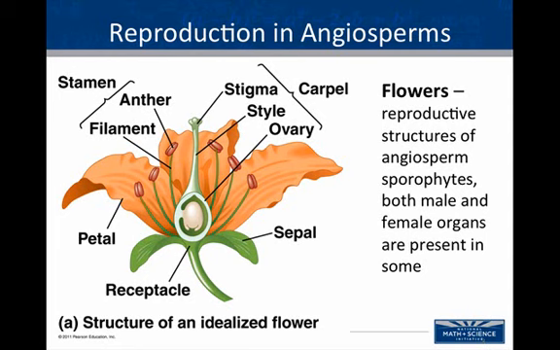Well, let's look at the female part of the plant, called the carpels, sometimes called the pistil. You have the stigma, the style, and then you have the ovary, okay?